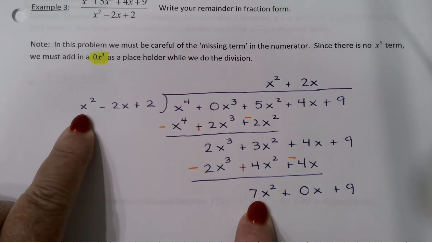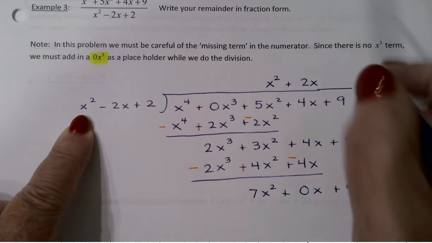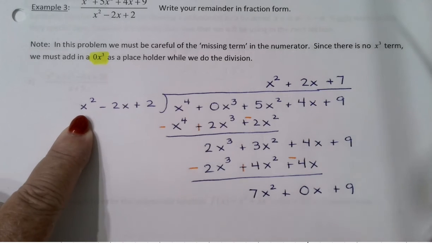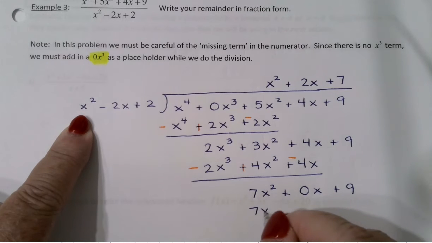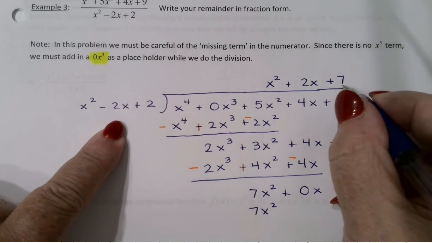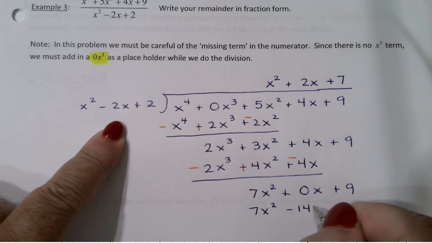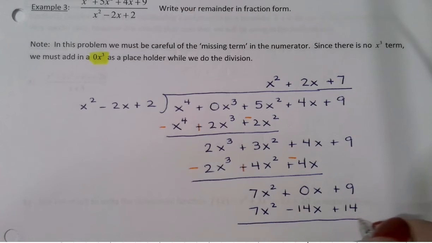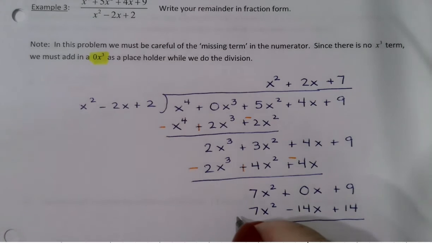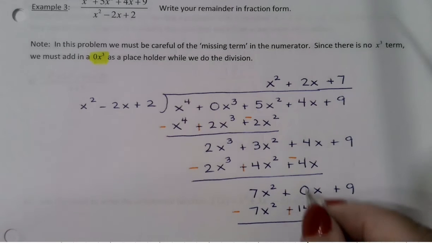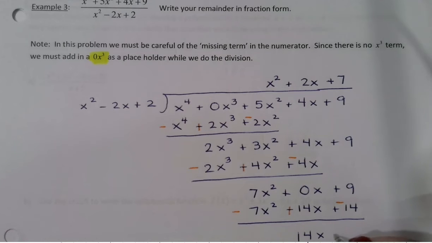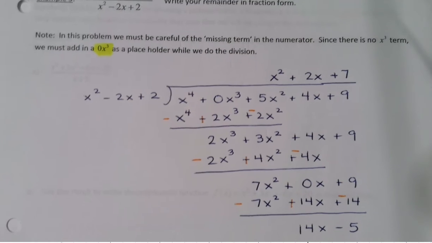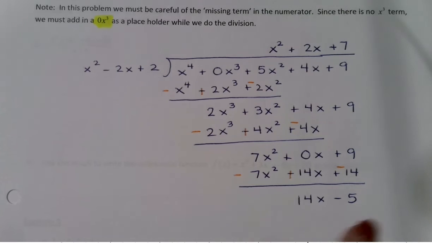All right, dividing again. 7x squared divided by x squared would just be a plus 7. And when I multiply, I get 7x squared minus 14x plus 14. Subtract: plus, minus, and I've got 14x minus 5. All right, that is my remainder.